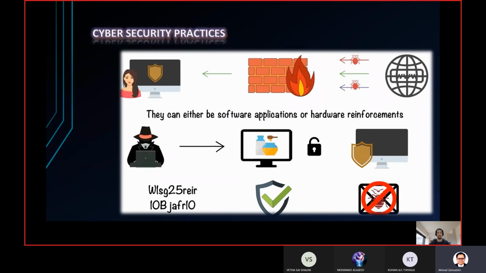First, the user needs to install a firewall. As the name suggests, it's a virtual wall between the user's computer and the internet. A firewall filters the incoming and outgoing traffic from the user device to safeguard the user network, and it can be either a software application or hardware reinforcement.